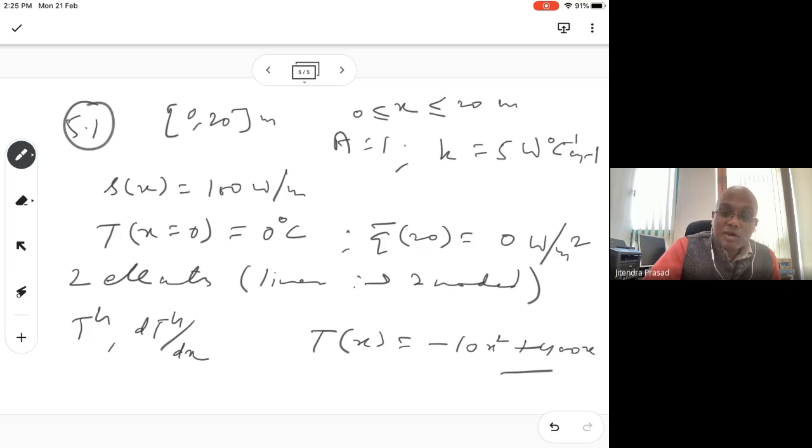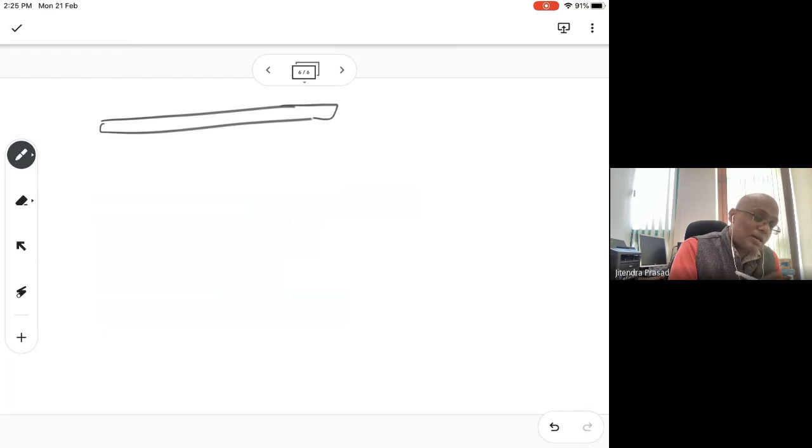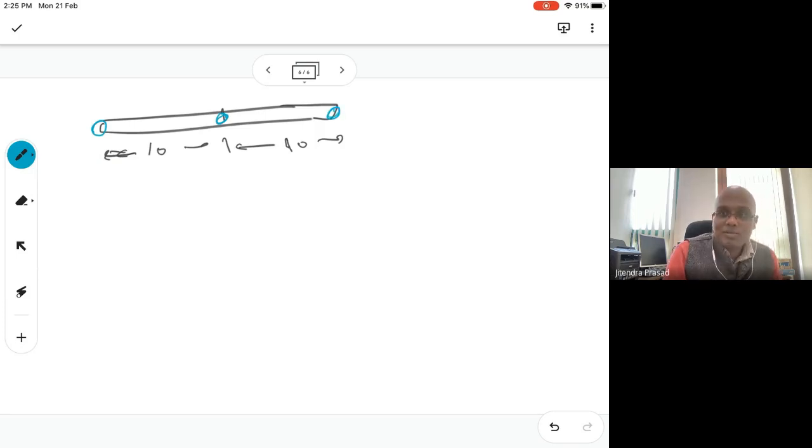So how will you solve it? Now what you see here is a bar. So you have 10 meters here and 10 meters here. Yeah, so 20, and you are given that you have to use two elements of two node elements, right? So you have number 1 here, number 2 here. Yeah, node 1, node 2, node 3.